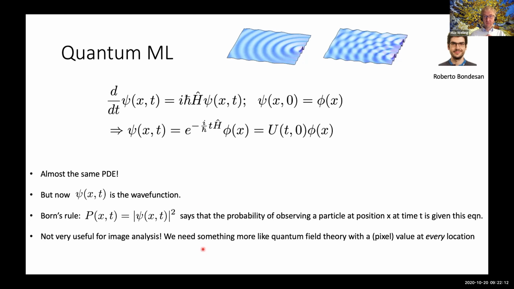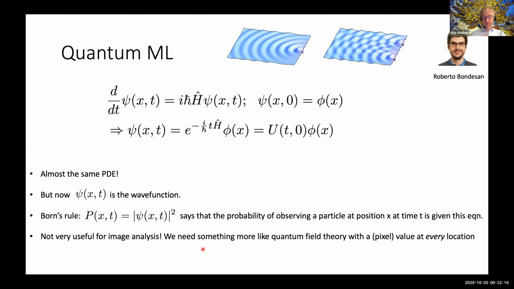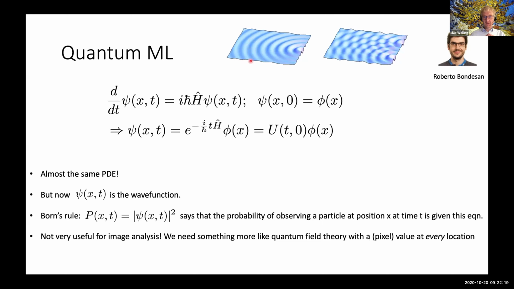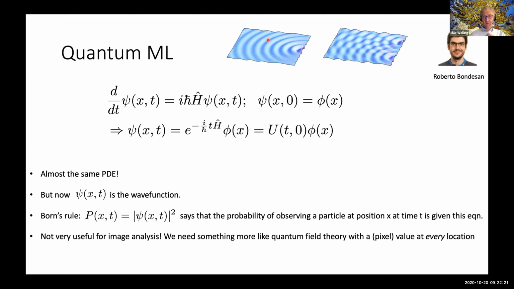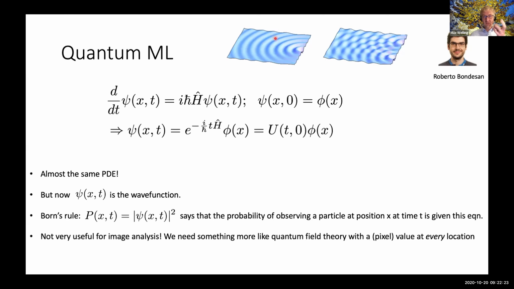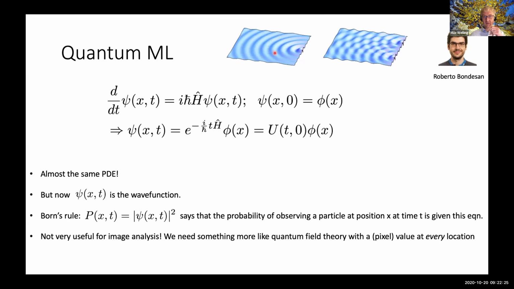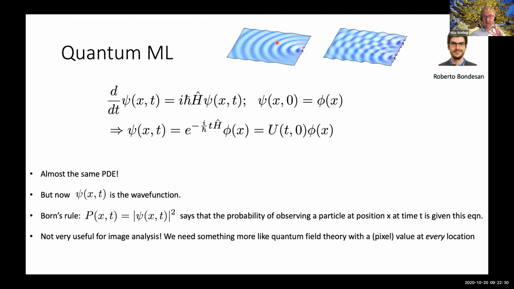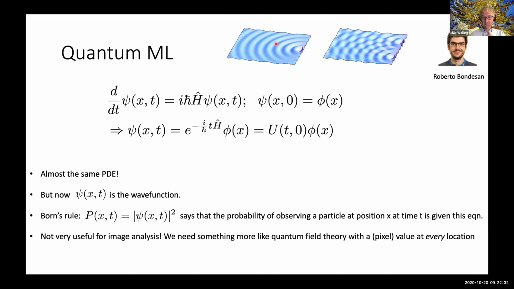And so we really need something that's more like a quantum field theory. So in a quantum field theory, you have oscillators everywhere. You have quantum things, let's say units, qubits, whatever, at every position in the plane, and they oscillate and interact with each other.